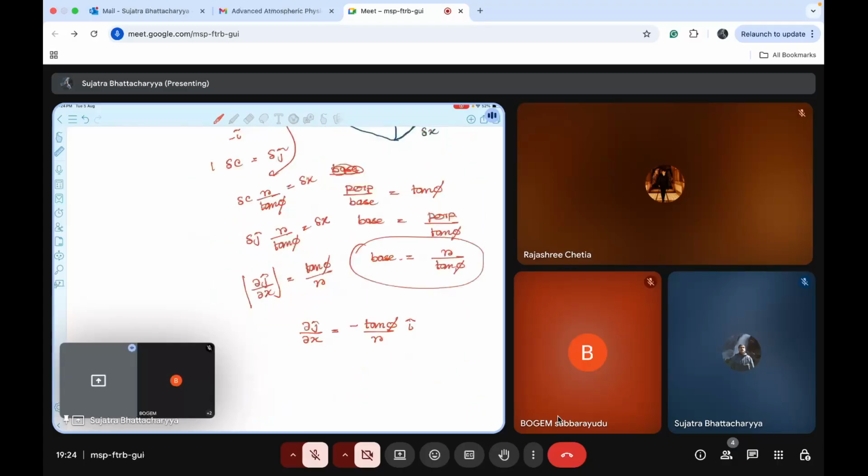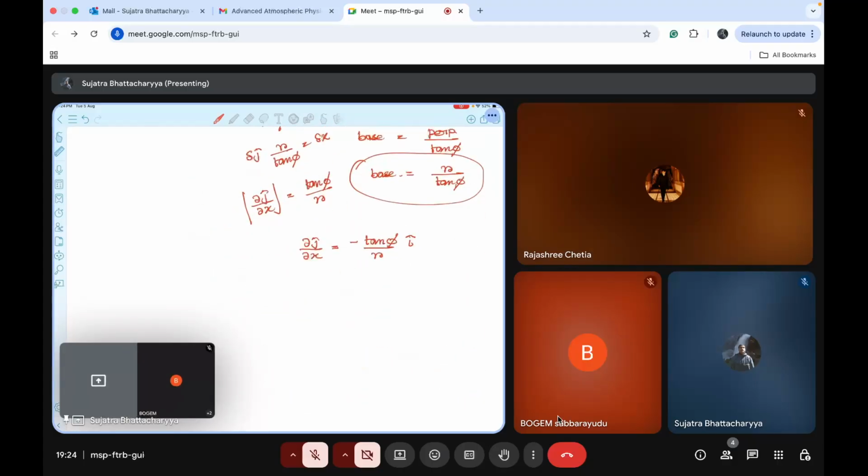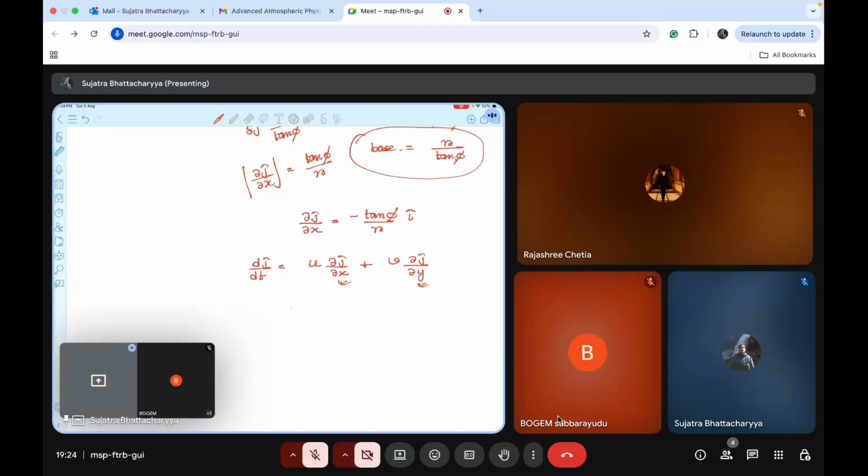Just try to see later if you can. So dj hat by dt will be equal to u delta j hat by delta x plus v delta j hat by delta y, because this j hat varies in x and y, so that's why we can write this. So it will be minus u tan phi by r i hat plus or minus v k hat by r, from the previous expressions. Okay, so dj hat by dt we have already found out.